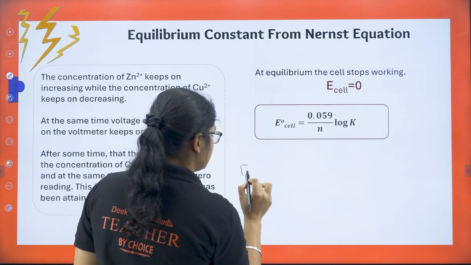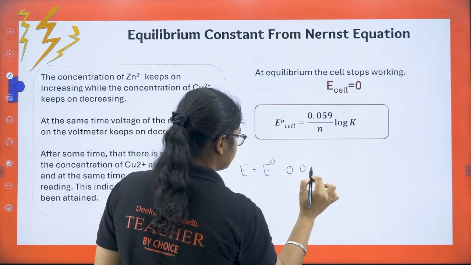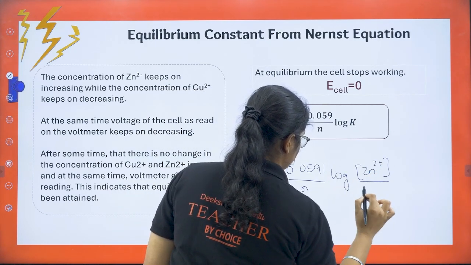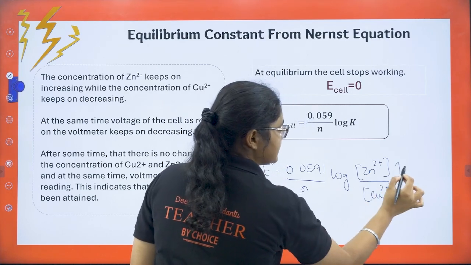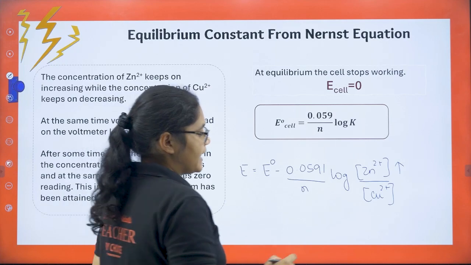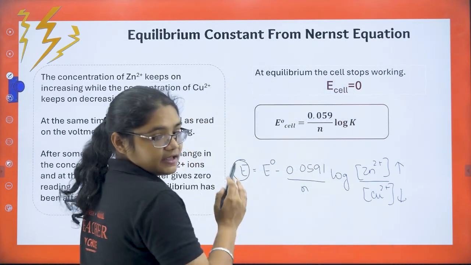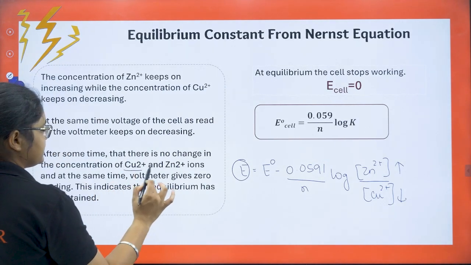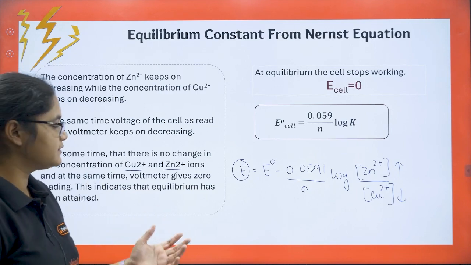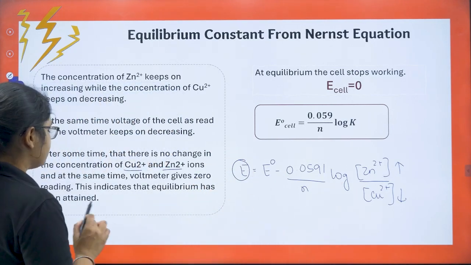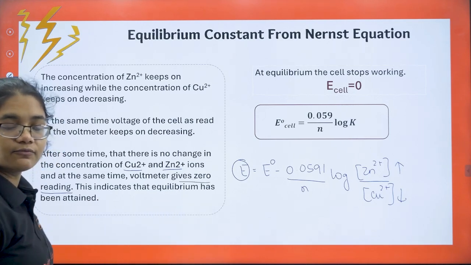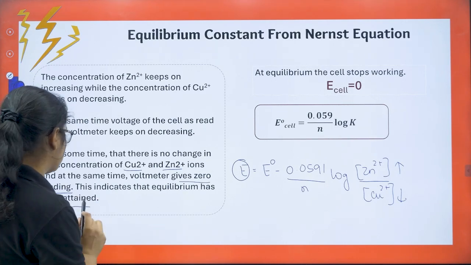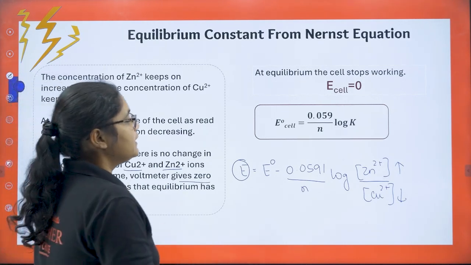So this will overall lead to the potential difference decreasing. Why? Because we have this equation, E equal to E naught of the cell minus 0.059 by n log of Zn2 plus over copper 2 plus. If Zn2 plus increases, E of the cell will decrease, and if copper 2 plus decreases, then also this will decrease. So this E of the cell continues to decrease. After some time there is no change in the concentration of Cu2 plus and Zn2 plus ion. The concentration remains the same, and at that time the voltmeter gives a reading of 0. It keeps on decreasing, and after some time it becomes 0. So this indicates that equilibrium has been attained, and at that point E of the cell is 0.